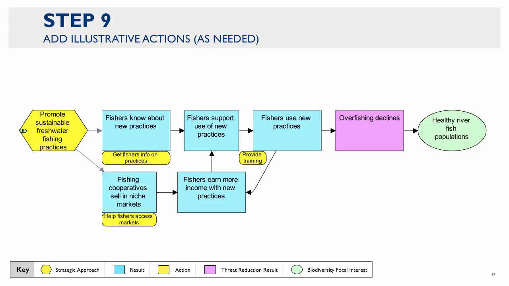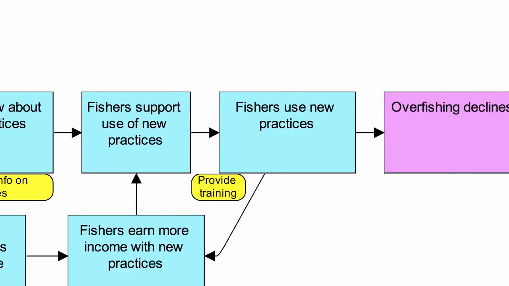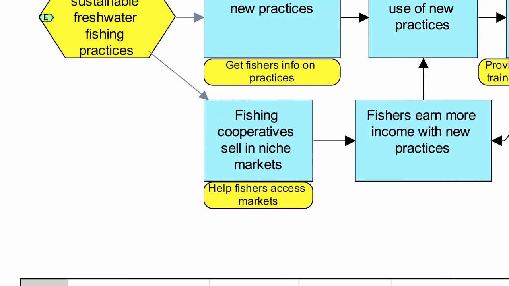In the Grand River example, you can see the design team added 3 actions, shown as yellow bubbles here. In order for fishers to know about new practices, the team will have to get information to those fishers about the practices. And if they want the fishers to use the new practices, the team will need to provide training. And the team will also have to help fishers access markets if they expect them to be able to sell in niche markets.